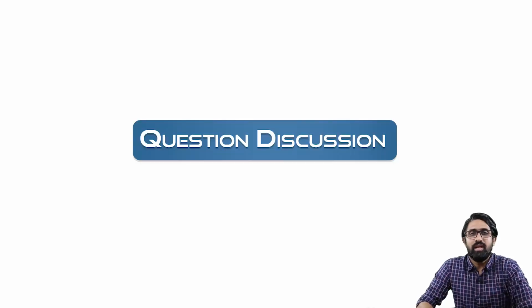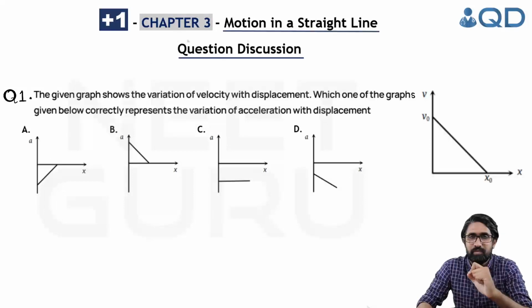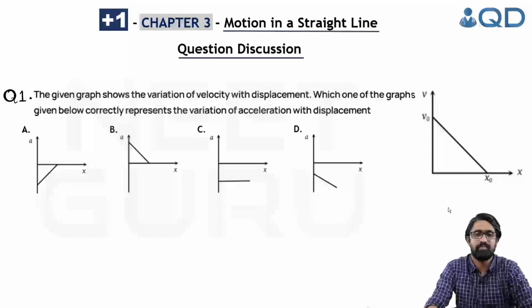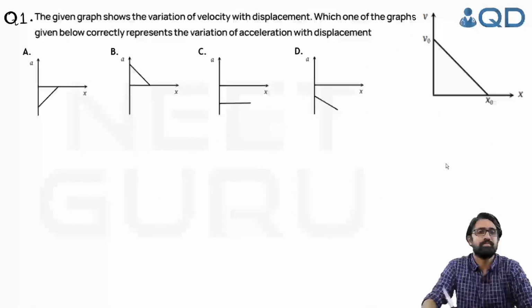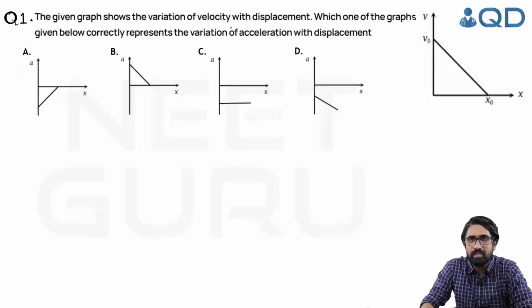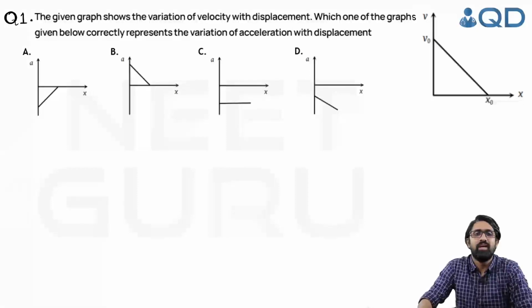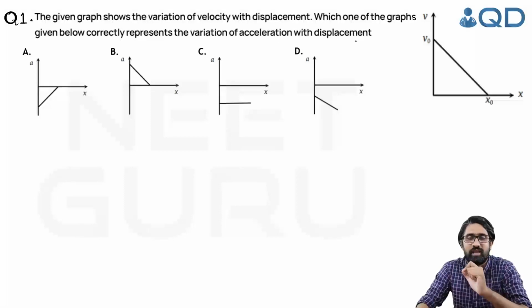Hello, we'll now discuss some selected questions from the third chapter in +1 physics, that is motion in a straight line. The first question says, the given graph shows the variation of velocity with displacement. Which one of the graphs given below correctly represents the variation of acceleration with displacement?